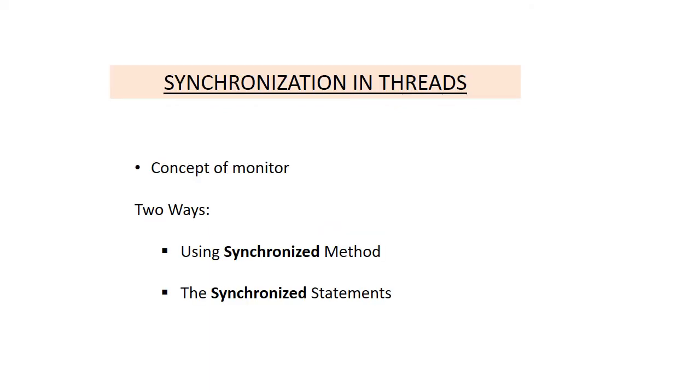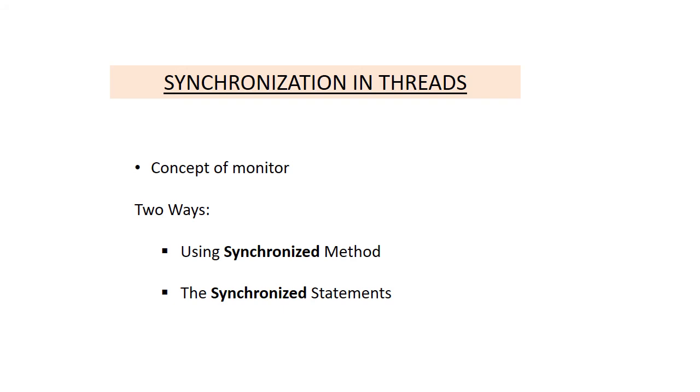Synchronization. When two or more threads need access to a shared resource, they need some way to ensure that the resource will be used by only one thread at a time. The process by which this is achieved is called synchronization. The key to synchronization is the concept of the monitor, also called a semaphore. A monitor is an object that is used as a mutually exclusive lock. Only one thread can own a monitor at a time.